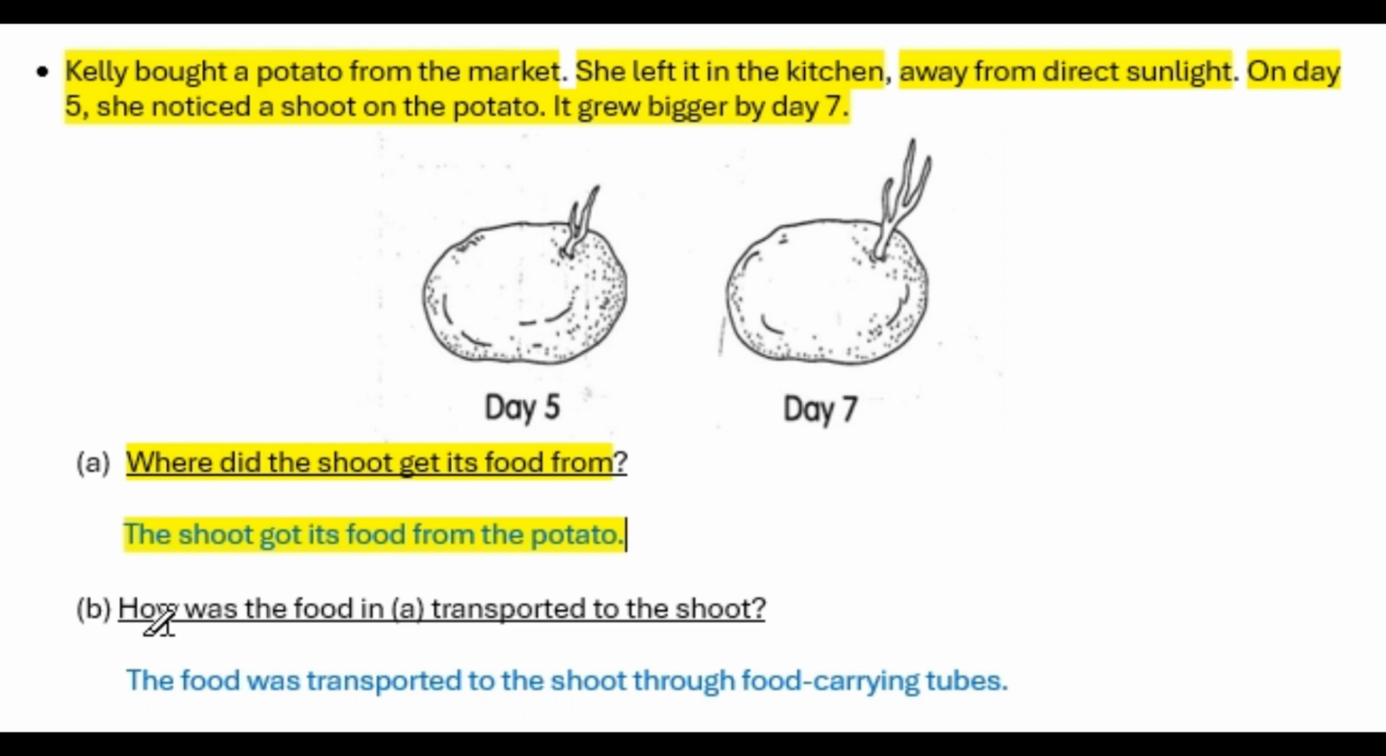B. How was the food in A transported to the shoot? The food was transported to the shoot through food-carrying tubes.